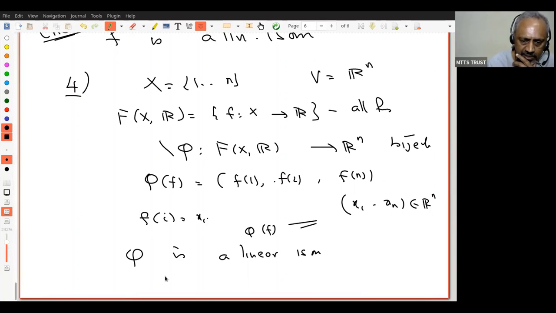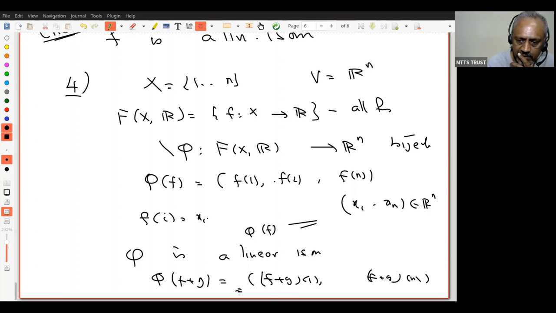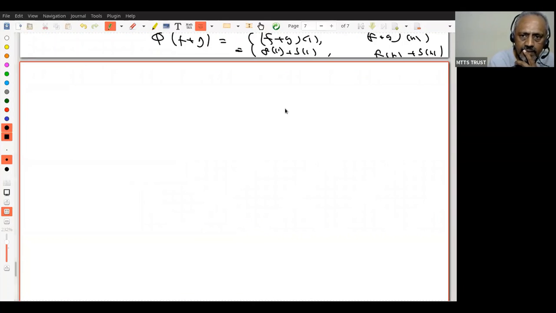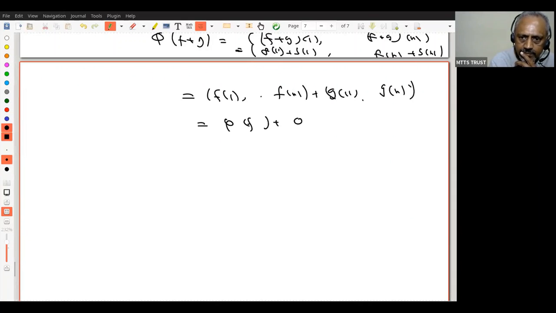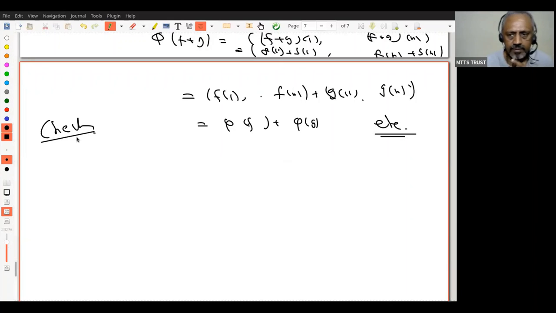To quickly check, let me do it: what is phi of f plus g? Phi of f plus g will be f plus g at 1, up to f plus g at n. But remember, what is f plus g at 1? That is f of 1 plus g of 1, up to f of n plus g of n. But what is that? That is the sum of the two n-tuples, f of 1 to f of n and g of 1 to g of n. But that is phi of f plus phi of g. So again, check. This is a linear isomorphism.